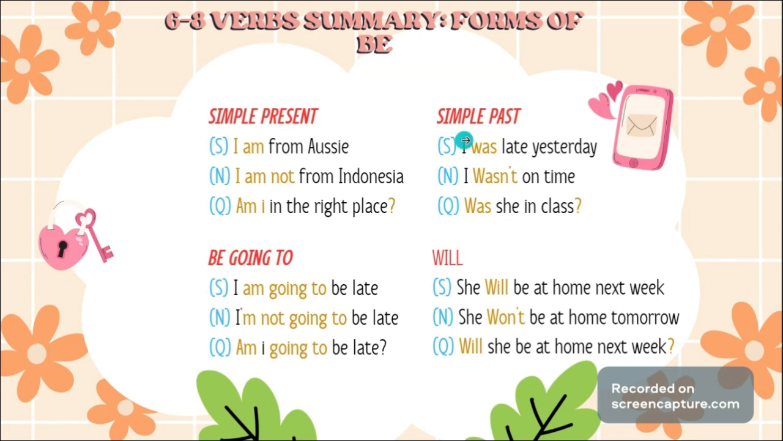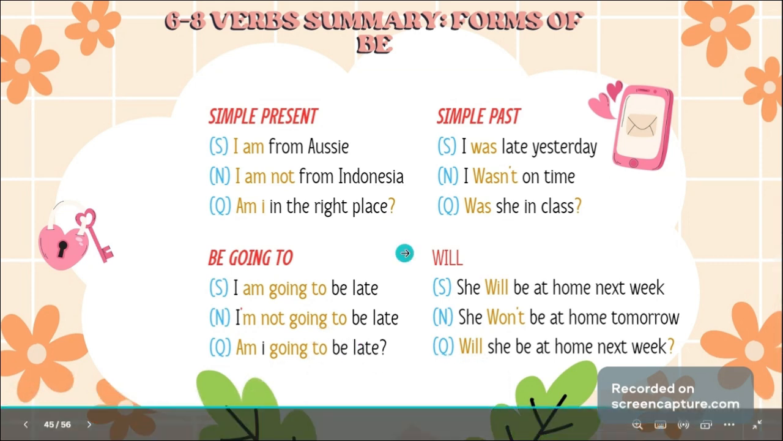And for simple past, we have be: was and were. For statement, we have: I was late yesterday. And for negative: I wasn't on time, which means I was not on time. And for question: was she in class? The be comes before the subject. For be going to, the statement: I am going to be late. For negative: I am not going to be late. And for question: am I going to be late?